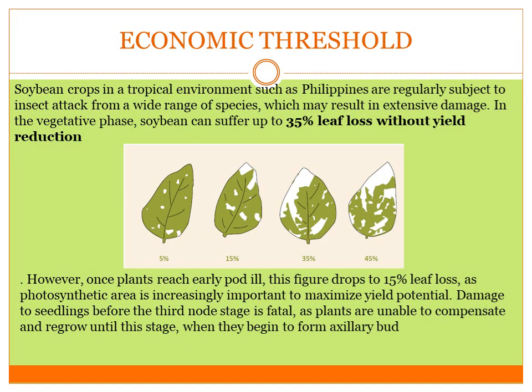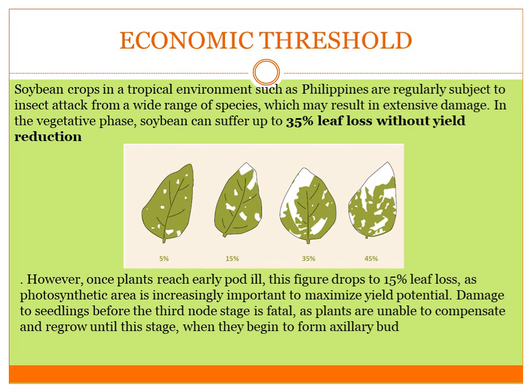For economic thresholds, soybean crops in a tropical environment such as the Philippines are regularly subject to insect attack from a wide range of species, which may result in extensive damage. In the vegetative phase, soybean can suffer up to 35% leaf loss without yield reduction. So makikita natin dito sa photo, on your leftmost is 5%, and then followed by 15%, and then 35%, and the 45%. So sa studies, 35% pwede pa.